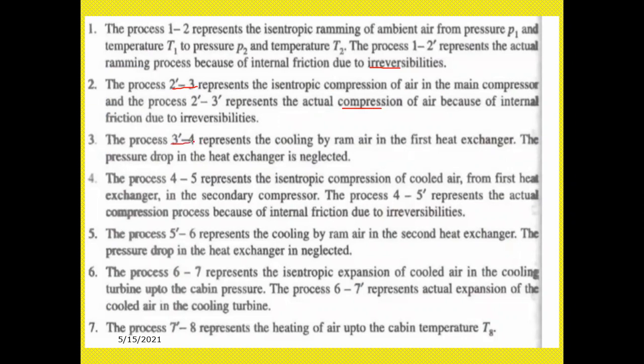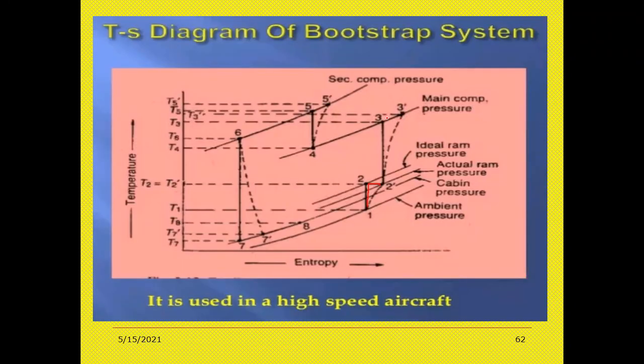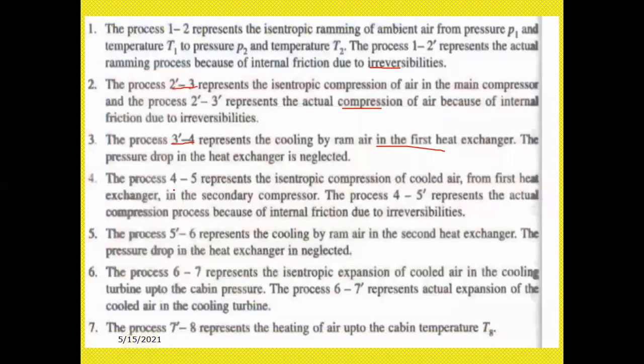Next, the process 3 dash 4 represents cooling by ram air in the first heat exchanger. The pressure drop in the heat exchanger is neglected. 3 dash 4 here shows the change in the temperature from T3 to T4. So you are getting the change in the temperature. The process 4 represents the isentropic compression of cool air from the first heat exchanger to the second compressor.